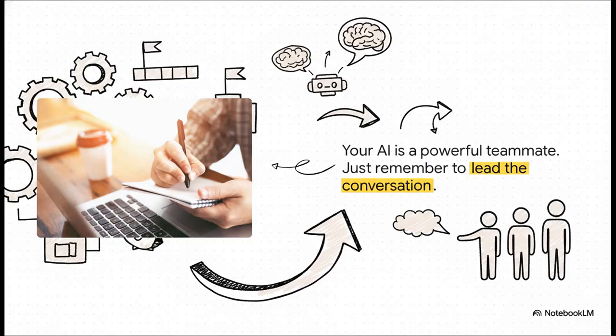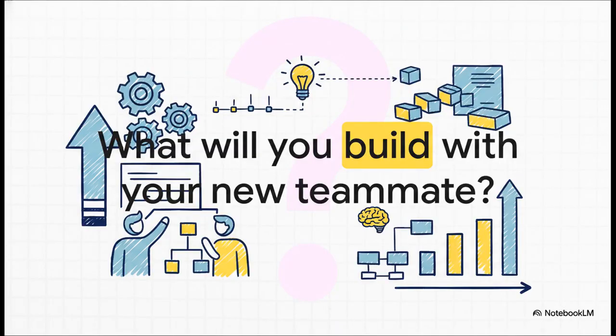So at the end of the day, AI is an incredibly powerful teammate for planning and managing projects. I mean, it can draft, it can iterate, and it can revise way faster than any human ever could. But just like any teammate, it needs a leader. Your job is to provide the context, set the direction, and lead the conversation. By shifting your whole approach from just asking for answers to actively guiding the process, you unlock a completely new level of productivity. You go from getting those generic templates to actually co-creating detailed, actionable plans. So the real question is, what will you build with your new teammate?